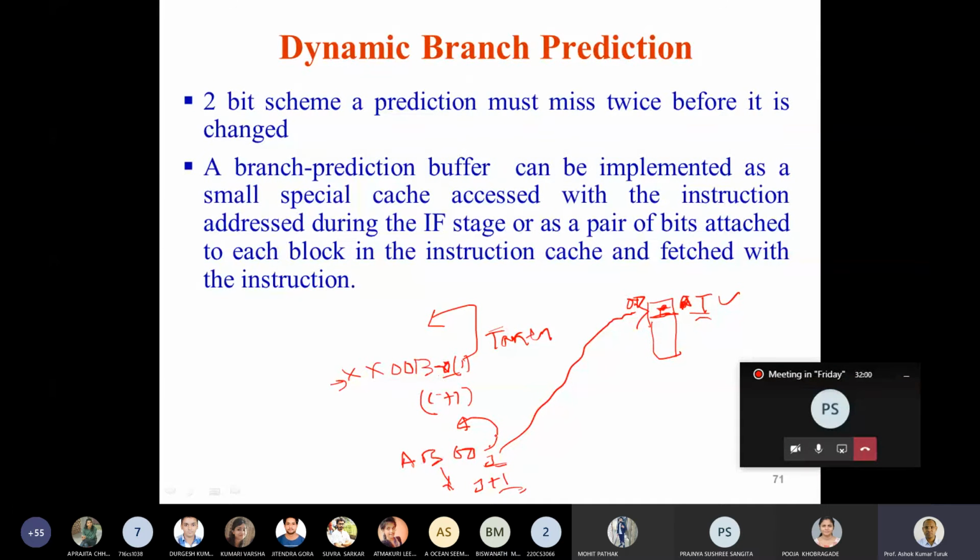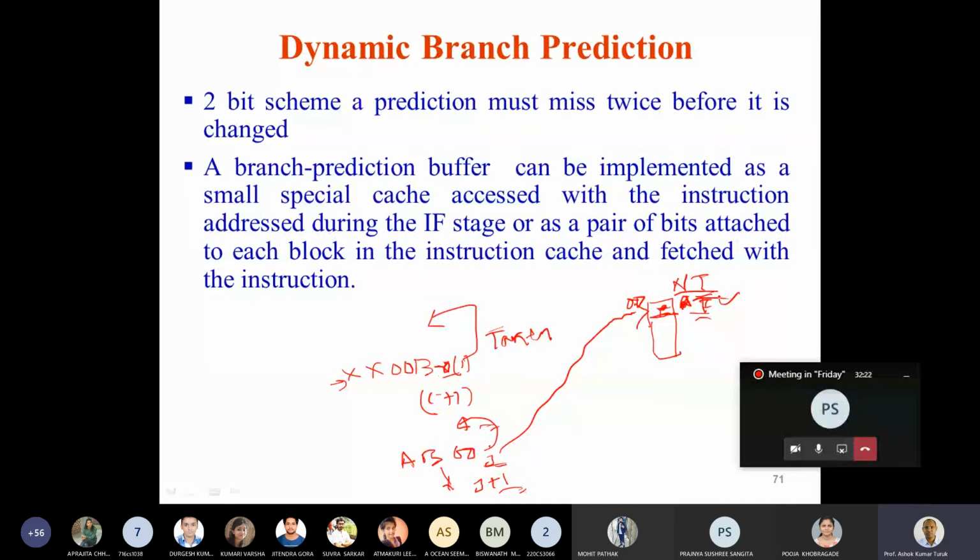In the last iteration of the loop, again the prediction is taken, but in the last iteration it has to go out of the loop. So the outcome is not taken. So it will flip this bit from taken, so it becomes not taken. So two times it mispredicts, even if the loop is taken most of the time. Okay.